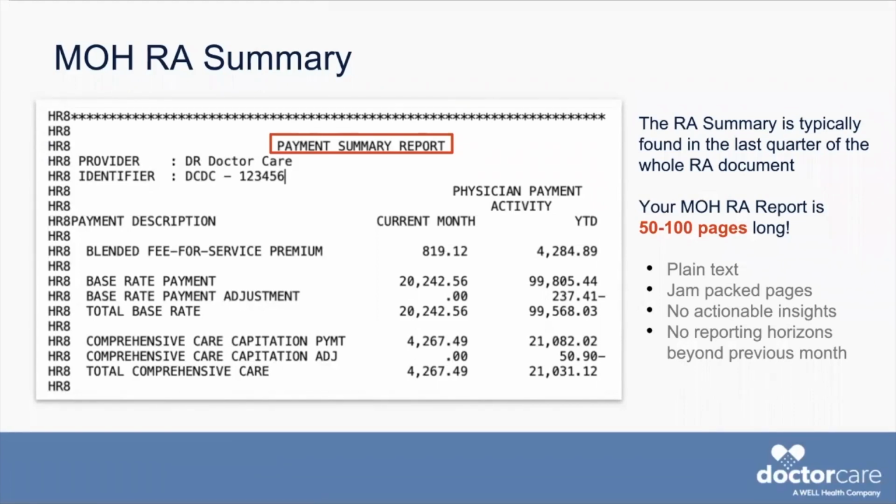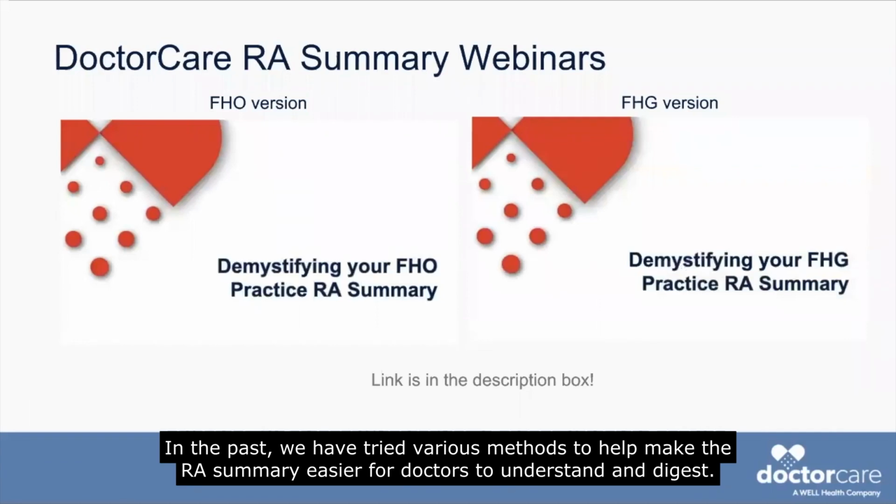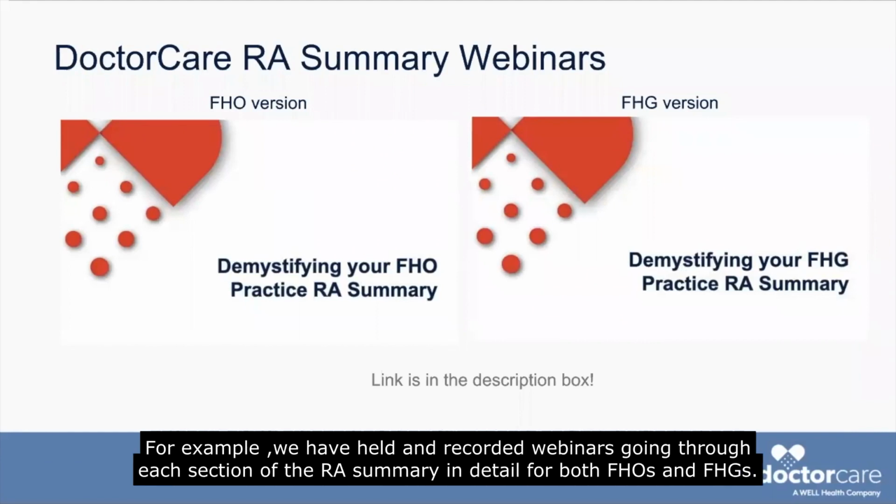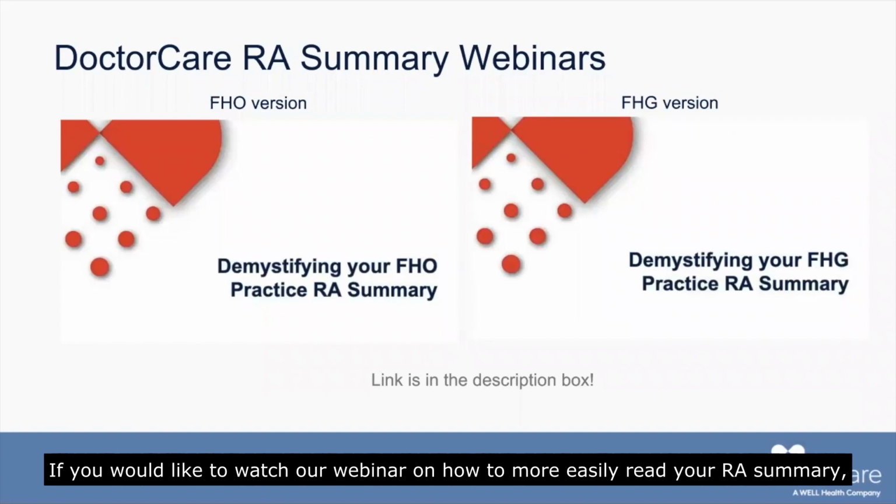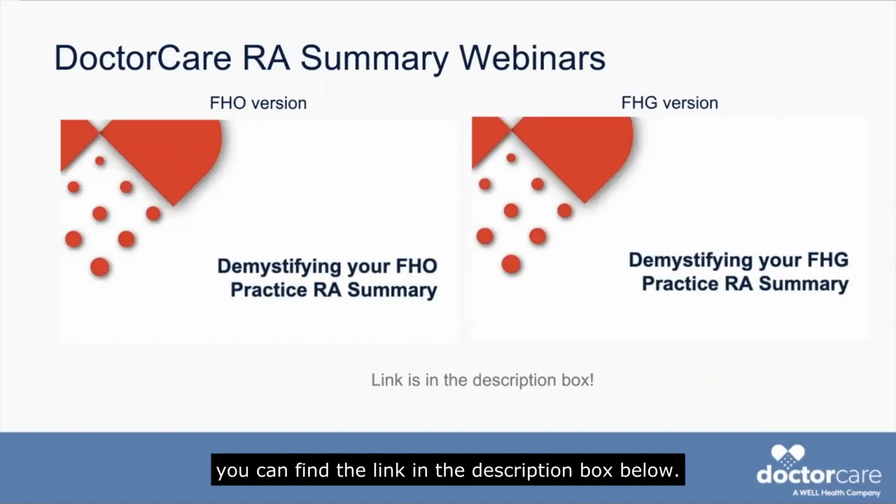Most importantly, the RA does not provide actionable insights, which is why most doctors end up never reading it. In the past, we have tried various methods to help make the RA summary easier for doctors to understand and digest. For example, we've held and recorded webinars going through each section of the RA summary in detail for both FOs and FIGs. If you would like to watch our webinar on how to more easily read your RA summary, you can find the link in the description box below.